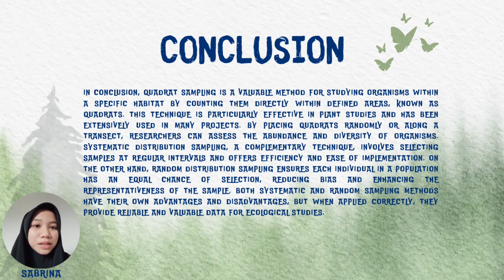Systematic distribution sampling, a complementary technique, involves selecting samples at regular intervals and offers efficiency and ease of implementation. On the other hand, random distribution sampling ensures each individual in a population has an equal chance of selection, reducing bias and enhancing the representativeness of the sample. Both systematic and random sampling methods have their own advantages and disadvantages, but when applied correctly, they provide reliable and valuable data for ecological studies.